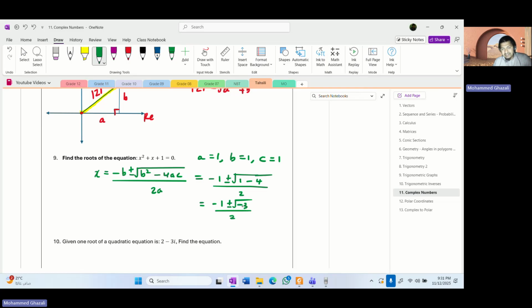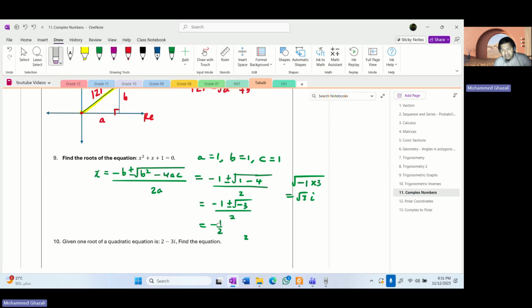Now the square root of negative 3, the square root of 3 is root 3, but the square root of negative, now how do we work out the square root of negative 3? Square root of negative 1 times 3. So the square root of 3 is root 3, and the square root of negative 1 is i. So in future, the square root of negative 1 is just i, okay? So now we can simplify this. We got negative 1 over 2 plus minus root 3 i all over 2.